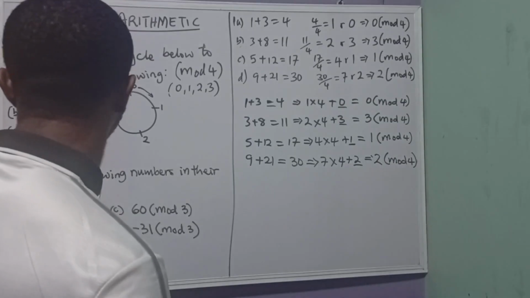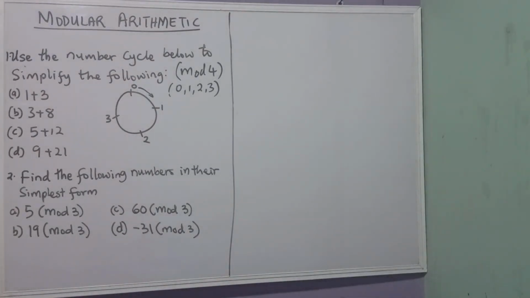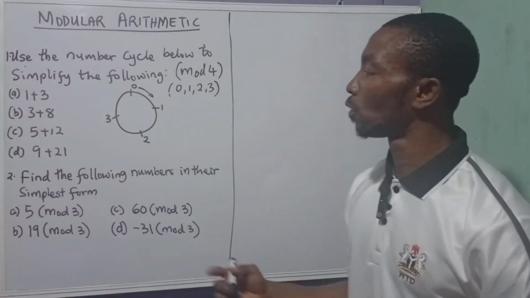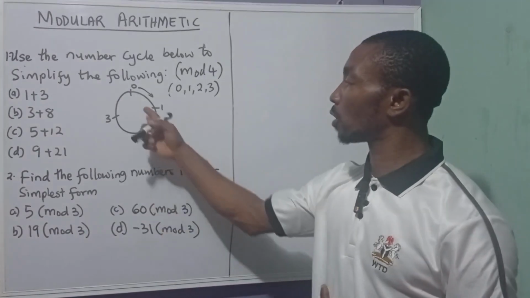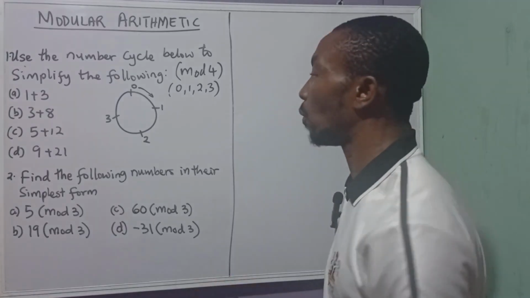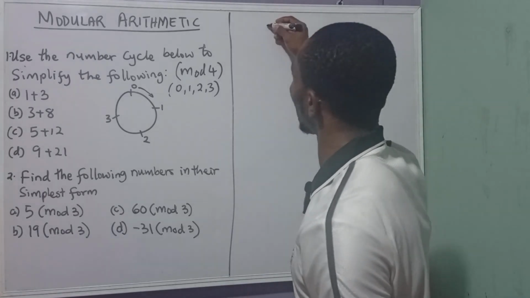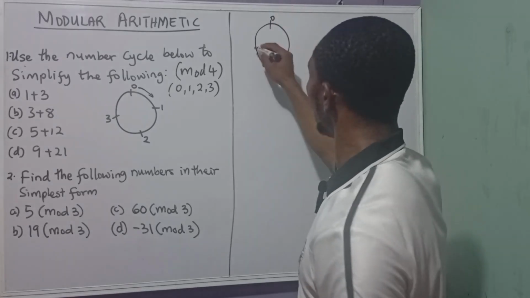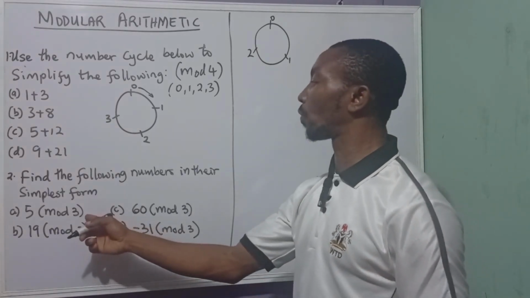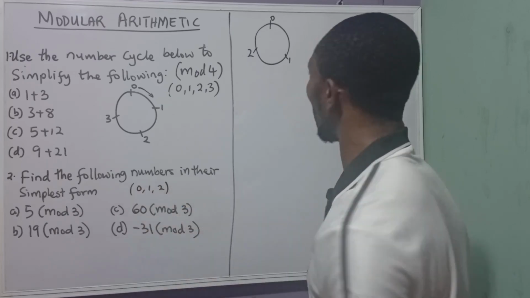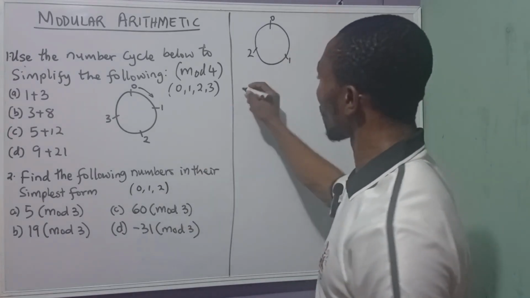So looking at our next question, it says, find the following numbers in their simplest form. Now this is working with mod 3. If you are working with mod 3, we can do it in two ways: either we use a number cycle, or we go by our first or second method, whichever way we feel comfortable. Now let's look at our number cycle. If we have a number cycle, 0, 1, 2. Since we are working with mod 3, our digits will be 0, 1, and 2. Always remember that.